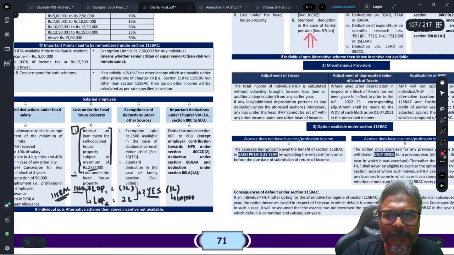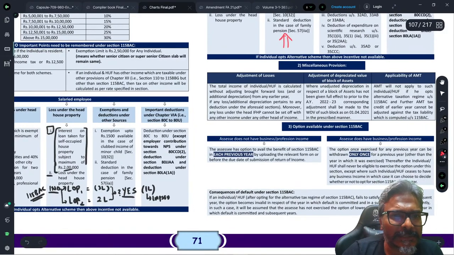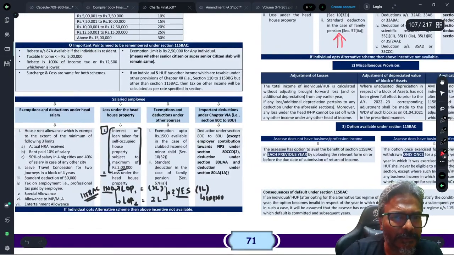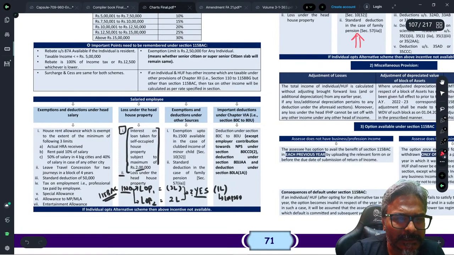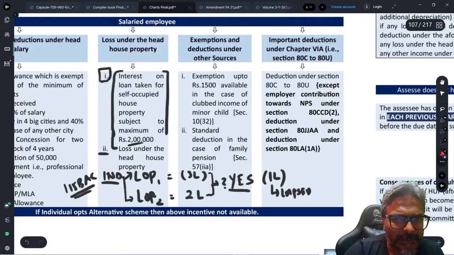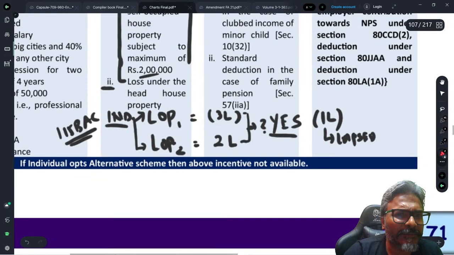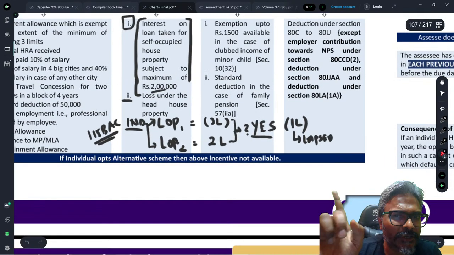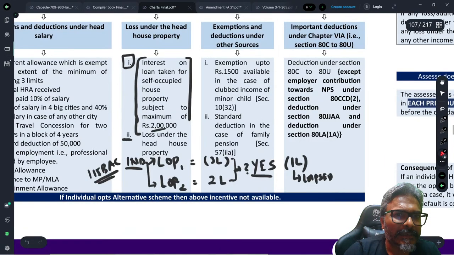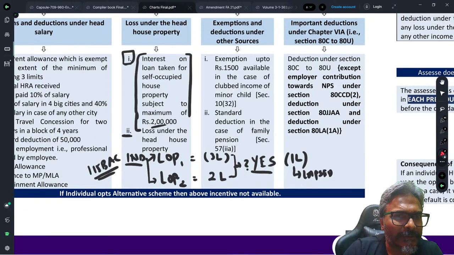I've already discussed this particular part. Only thing, students, I just need to discuss. Others are clear over here. Students, tell me one thing for individual. In fact, if you remember, I have discussed this particular point when I was doing the house property revision video.